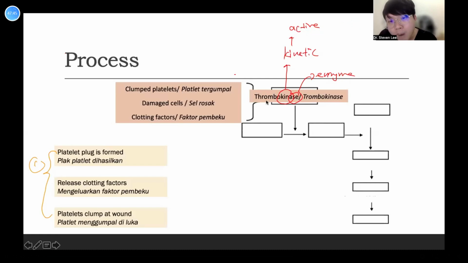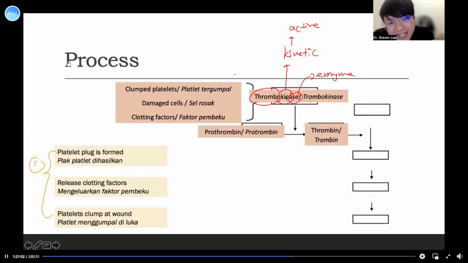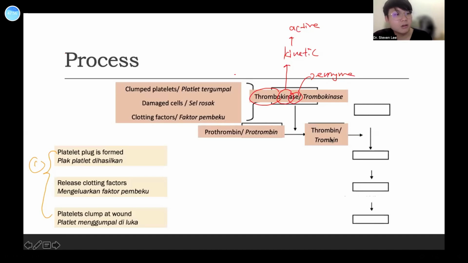Thrombo comes from thrombin. So this name already tells you what it does. It's an enzyme that activates thrombin. This is called thrombokinase. The function of thrombokinase is to catalyze the conversion of prothrombin. Remember what prothrombin is? It's a plasma protein. Remember just now in the very first slide we talked about it? So it will activate your prothrombin to thrombin.